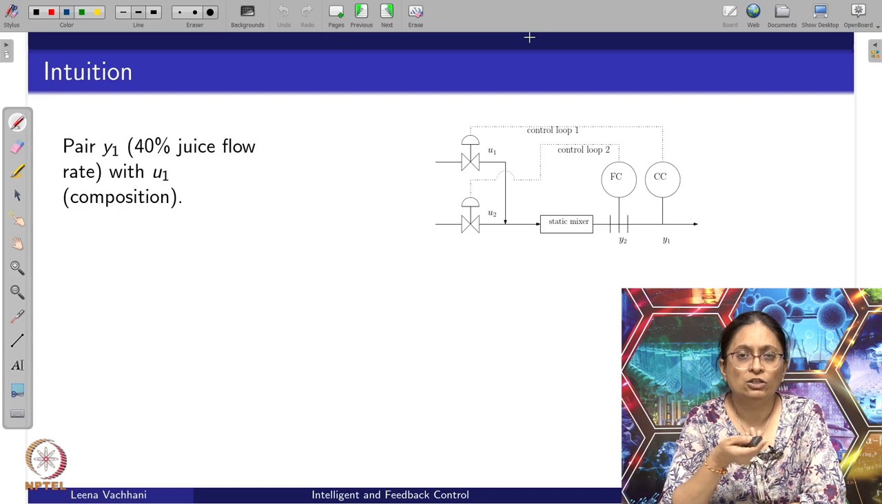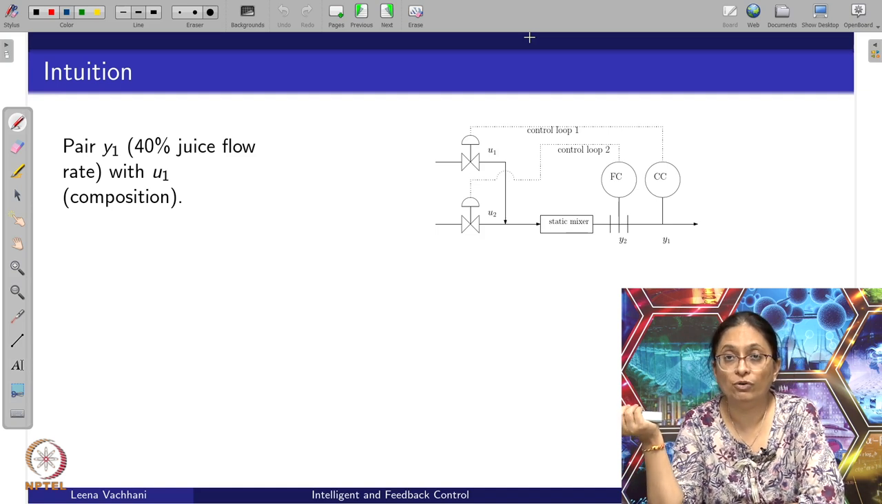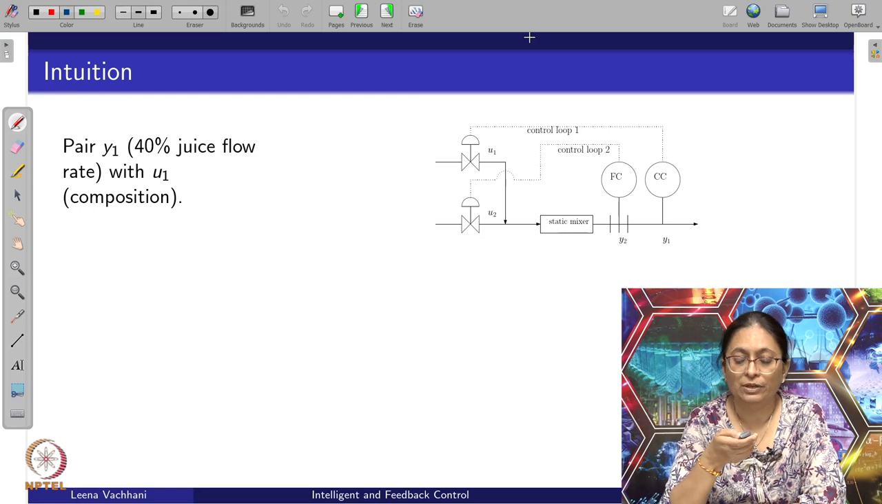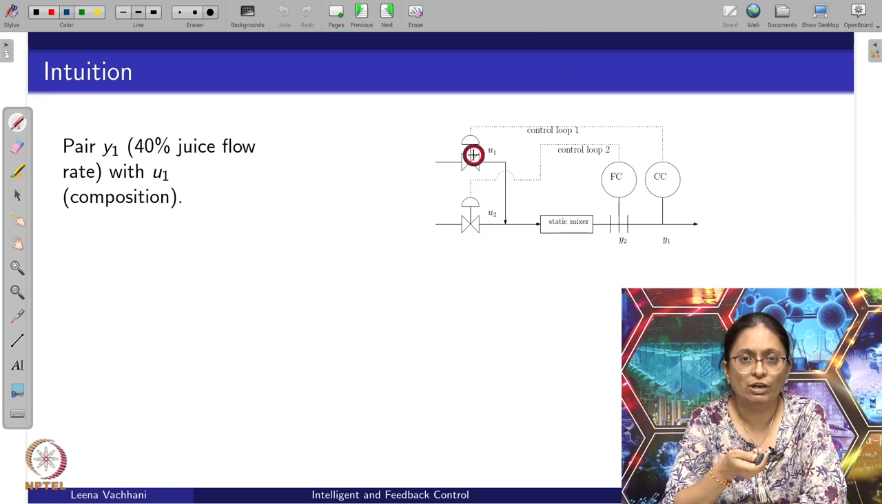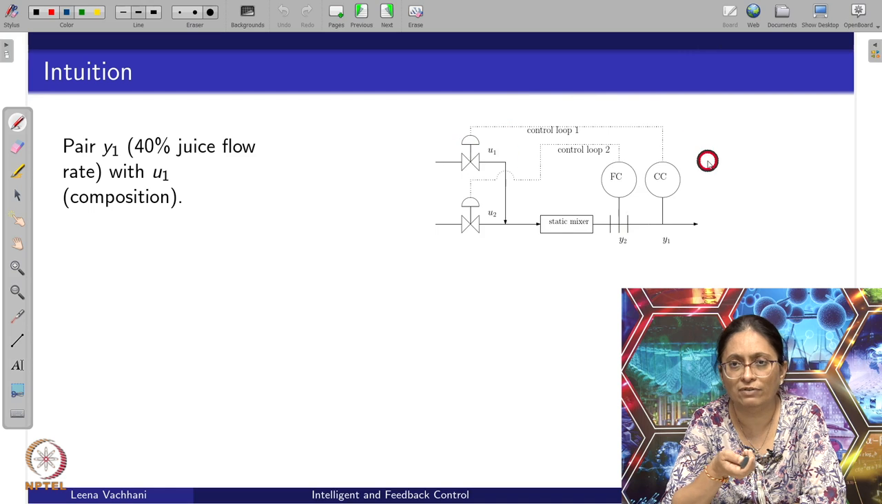All right. So now let's look into the intuition here. Because we have the 40% juice flow, that may be deciding the output composition, which is 30%, as expected. So the flow rate of juice U1 is deciding the composition, while the water rate is deciding the flow. Or, saying it the opposite way, the flow rate is controlled by the water rate, while the composition control is given to the juice rate. Fair enough, because we are considering 40% juice here, and you should get 30% at the output.